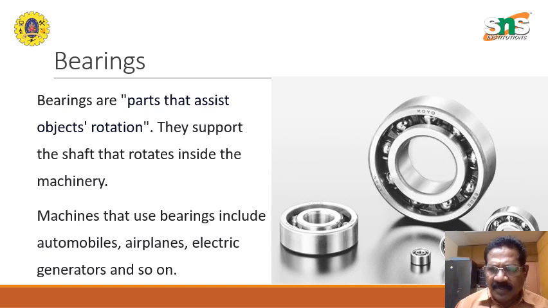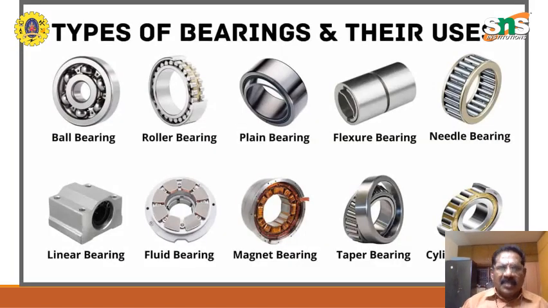There are different kinds of bearings that we will see here, the types of bearings and their uses. There are ball bearings. If this is a ball, it is called a ball bearing. Instead of a ball, if I have rollers, it will have a line contact and can take a much heavier load, so we have the roller bearing. If there is no ball or roller, you can have a plain bearing. You also have a flexure bearing, a needle bearing, which is much thinner and smoother, and a linear bearing.